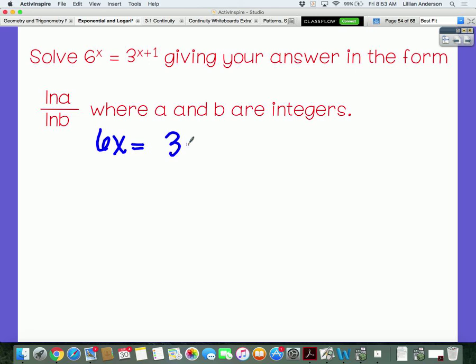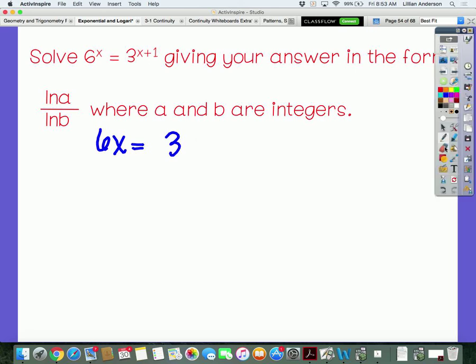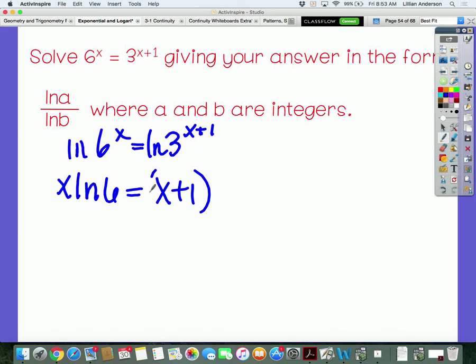Okay? We have to get our variables out of the exponent. But what do we have to do in order to move them to the front? We're going to take the log, but in this case we're going to take the natural log of both sides. Then that allows us to bring x to the front here, and then x plus 1 to the front of ln of 3.